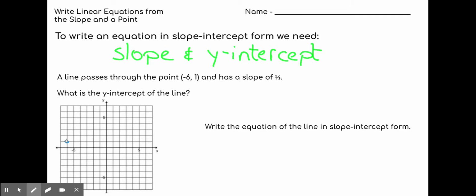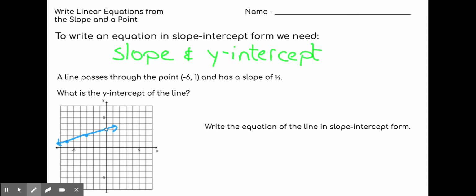So from here, I'm going to go up 1 and over 3. It has positive slope. And then I'm going to do it again. I'm going to go up 1 and over 3. And notice I hit the y-axis, right? So that would be the y-intercept of that line.